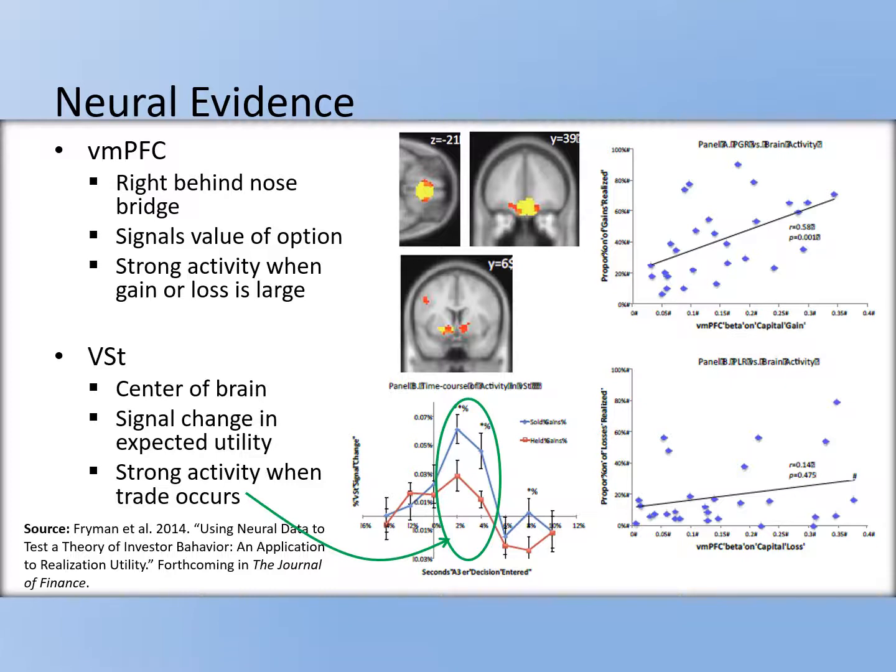So the blue line was what happens with selling at a gain, and the red line is just what happens if you're holding at a gain. So the red line is basically a control. What you might be concerned with is that when the subject was inside the machine, this region of the brain simply lights up whenever they see something on the screen, right? So this is a control that shows you, well, if they're not trading, nothing particular happens.